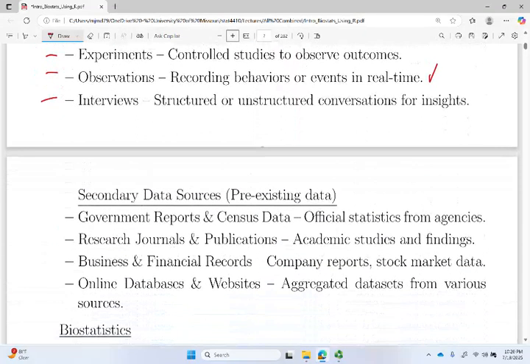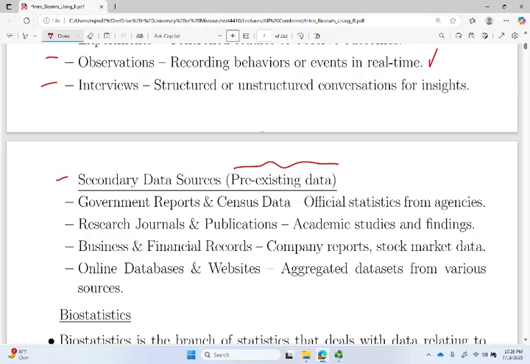And then there's retrospective, sometimes called observational, no, not observational studies, but the data already exists. And so it's a secondary data set. We can look at government reports, census data, journals, and publications already out there. Maybe we're doing a meta-analysis from already published data, financial records, online databases, or websites. These are just a few of the examples.